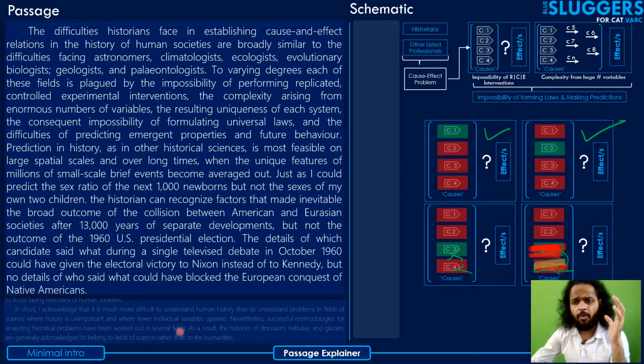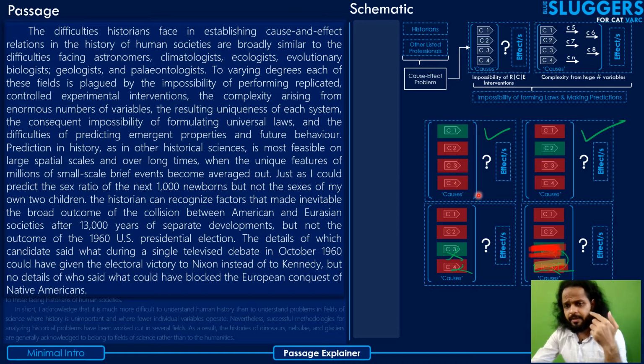Now, this was a case of replicated controlled experimental intervention. Let's suppose a historian wants to figure out something along these lines. Let's suppose a historian wants to figure out what were the main causes that led to the independence of India, of our country. He has also made a list of hypothetical causes. Was it the civil disobedience movement? Was it the non-violent movement? Was it the Quit India movement? Was it the sacrifices made by many patriots? What were the main causes, right?